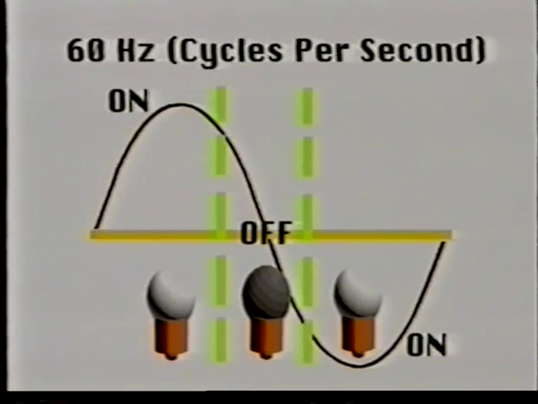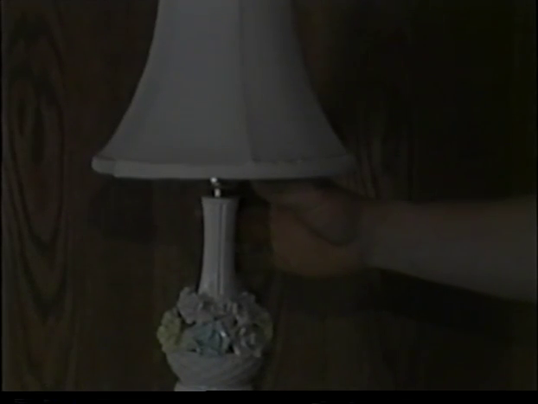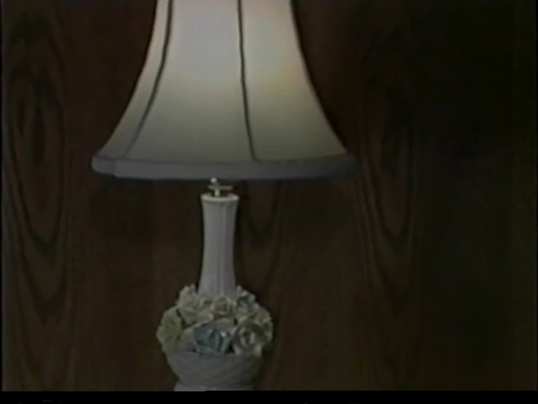In our house wiring, this AC cycles at 60 Hertz or 60 cycles per second. This is fast enough that it cannot be seen with a human eye. A light bulb appears to be glowing constantly when it is actually turning on and off 60 times a second.